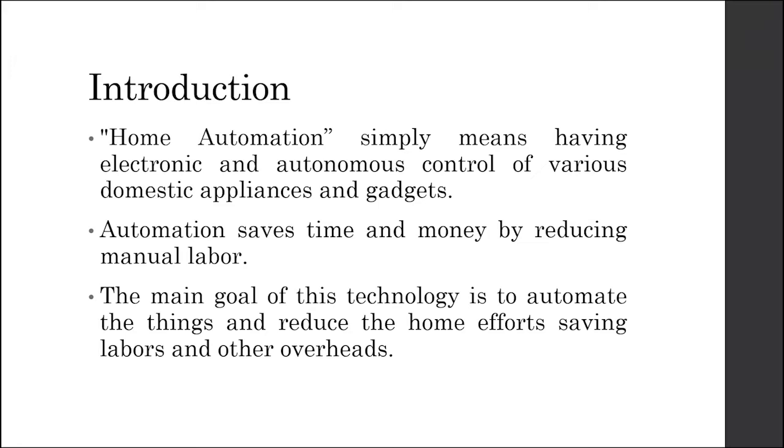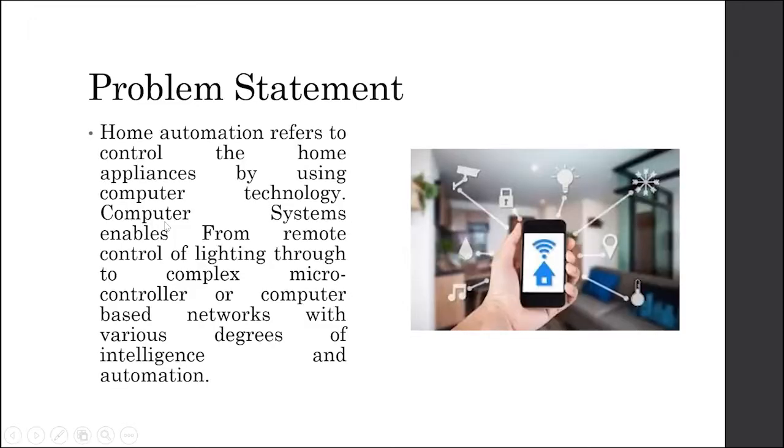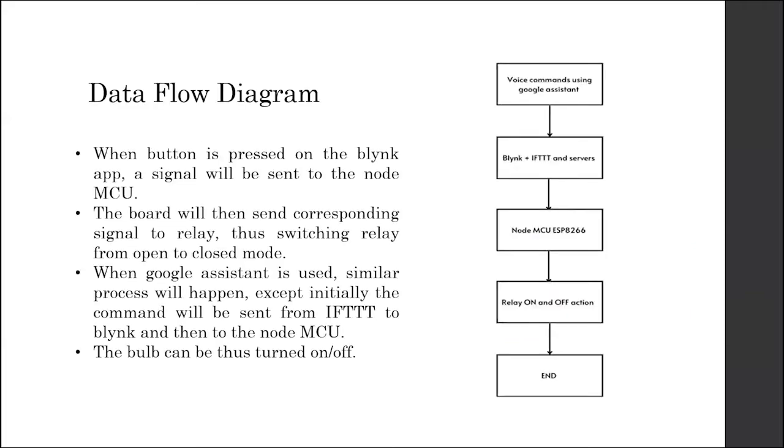The problem statement: home automation refers to controlling home appliances using computer technology. The system ranges from remote control of lighting to complex microcontroller or computer-based networks with various degrees of intelligence and automation. Our main aim is to connect almost everything that is possible, so we can make things automated and easier.